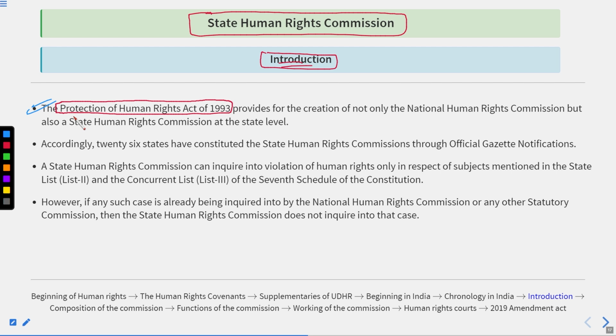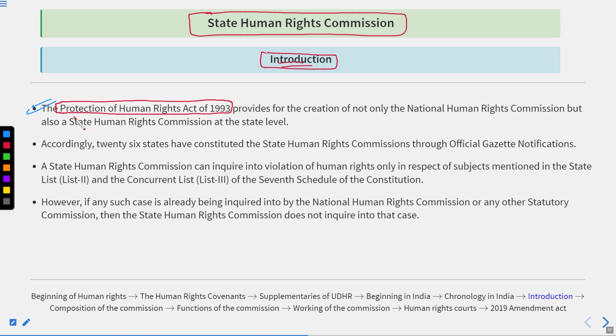After this, in 1948, during 1973, two new covenants were developed: the ICCPR, which stands for the International Covenant on Civil and Political Rights. The second one was the ICESCR, that is the International Covenant on Social, Economic and Cultural Rights. And these three combined together and formed the International Bill of Human Rights.